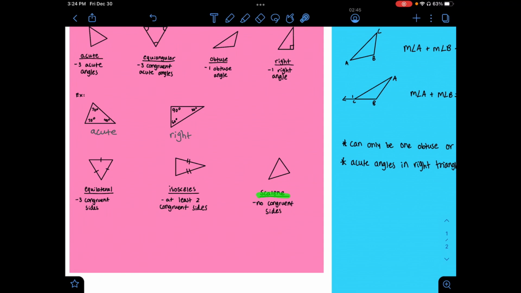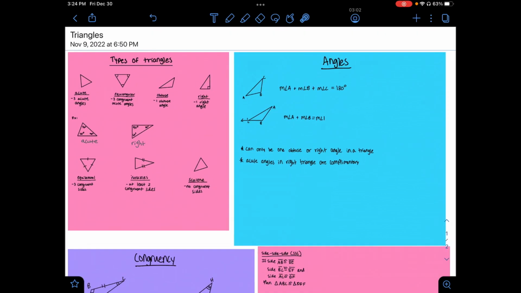Okay, our last type of triangle here is a scalene triangle. A scalene triangle is when there are no congruent sides. You can see that none of these sides are congruent, first because none of them look equal, but sometimes you can't always go off the picture. But also because there are none of these symbols that show that they're congruent. So this is a scalene triangle.